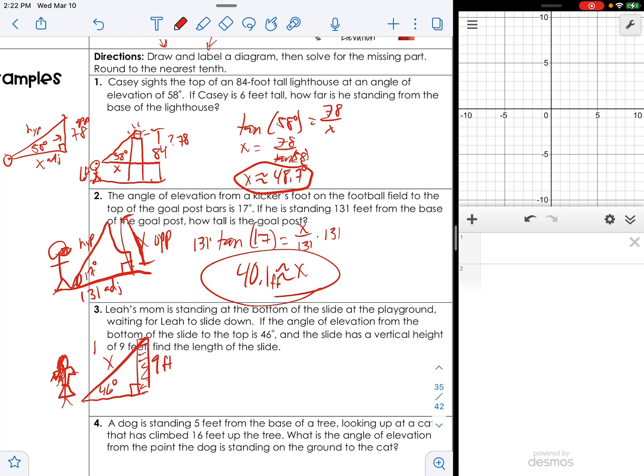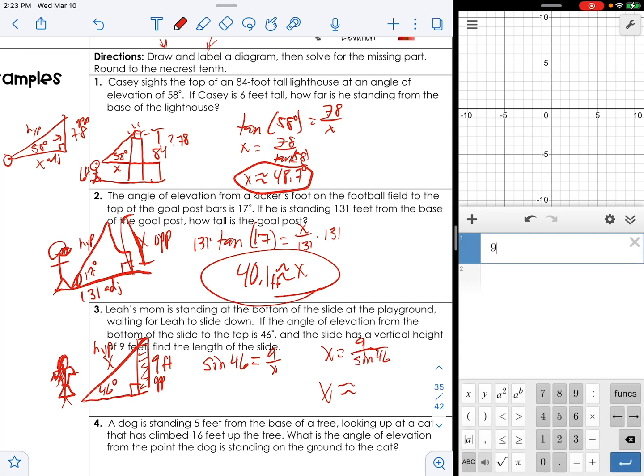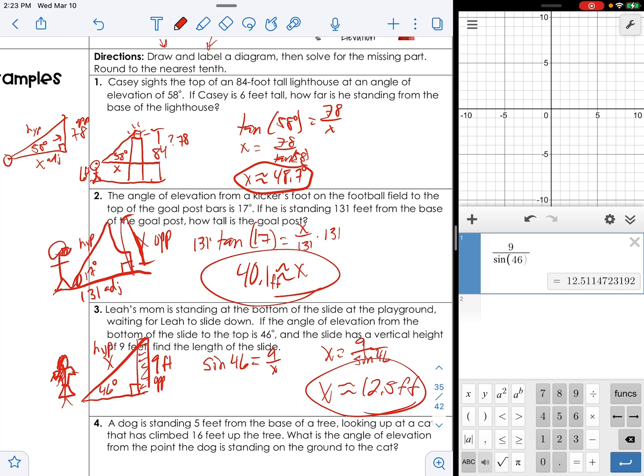So how long is the slide? Well, this one's the hypotenuse. It's across from the 90. This one's the opposite. So we have OA. We're going to do the sine of 46 equals 9 divided by x. We're going to do the one ratio swap. So x equals 9 divided by the sine of 46. So x approximately, how long is that slide? 9 divided by the sine of 46 degrees. It is 12.5 feet-ish long.